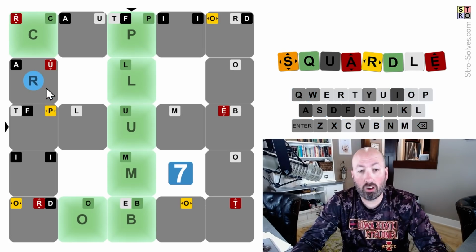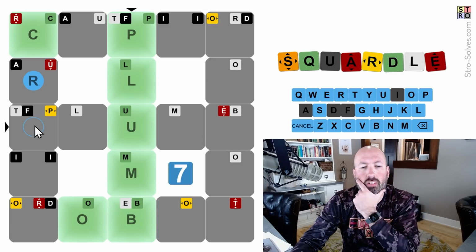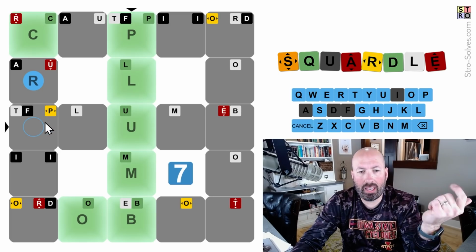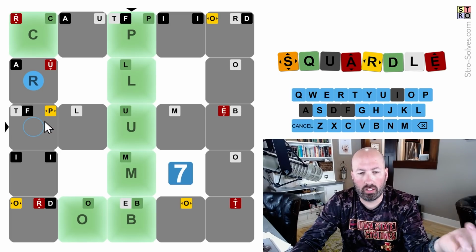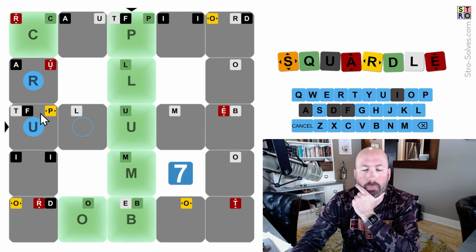It could be CR, because we know there's an R. This letter is interesting here because it can't be A, I, O, or E. So if it's a vowel, it has to be a U. But what's going to be U blank U? There's a P in here too.